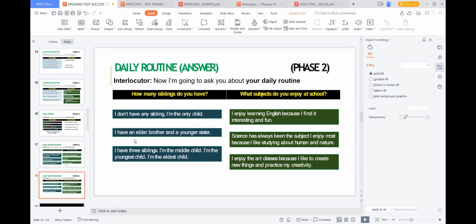I have an elder brother and a younger sister. I have 3 siblings. I'm the middle child. I'm the youngest child. I'm the eldest child. Okay, good.